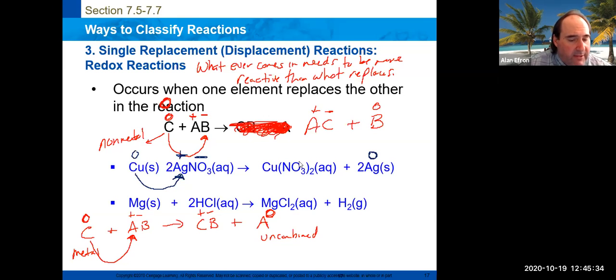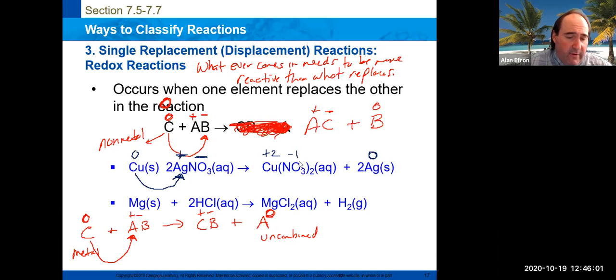Then the copper will actually gain a charge and hook up with the nitrate. The copper here becomes +2. Our nitrate becomes -1 in this particular case. So this is a single replacement reaction. As you can probably see here, also a redox reaction is happening: copper going from 0 to +2, silver going from +1 to 0 on the other side.